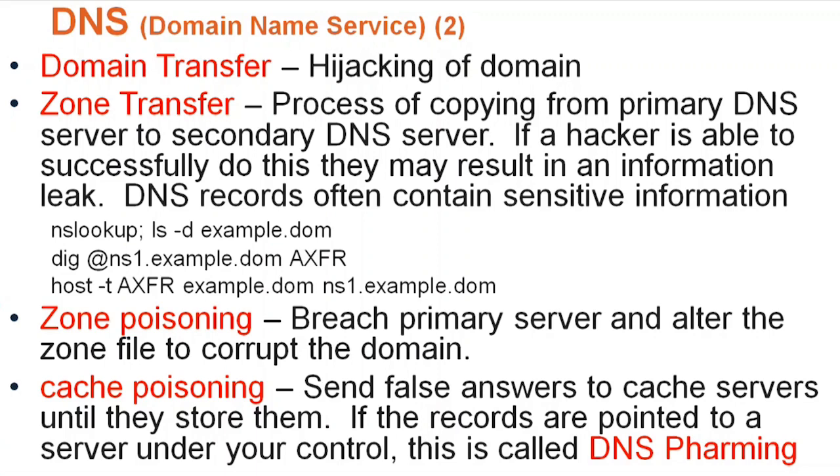A zone transfer is a process of copying a primary DNS server to a secondary DNS server. If a hacker is able to successfully do this, it may result in an information leak. DNS records often contain sensitive information. So to perform a zone transfer, this is what you would do. You would type nslookup, ls space -d, example.com.